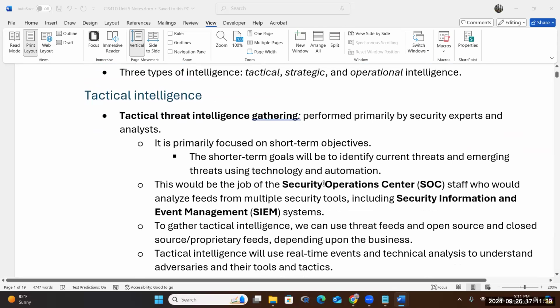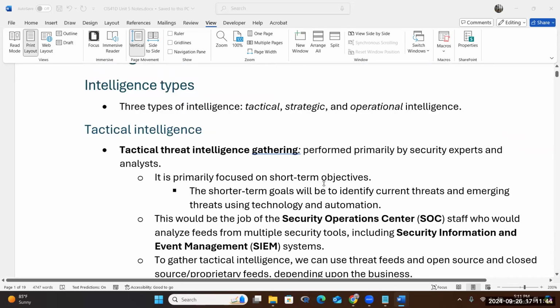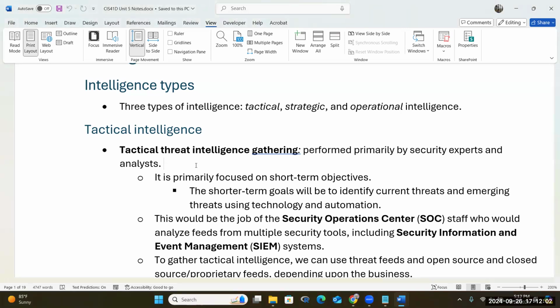So it breaks down into 3 categories of threat intelligence. The first one is tactical intelligence, and this is a way that we can gather information about the threats. And the primary responsibility is going to be for the analyst. So you will see some of the responsibility for different security professionals. So tactical threat intelligence is short term. It focuses on short-term goals, and it's looking for emerging threats or new threats that impact technology and automation.